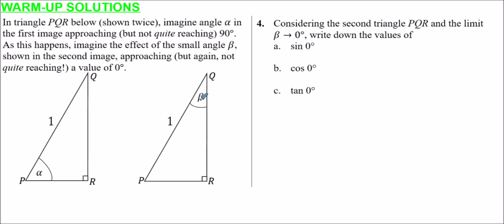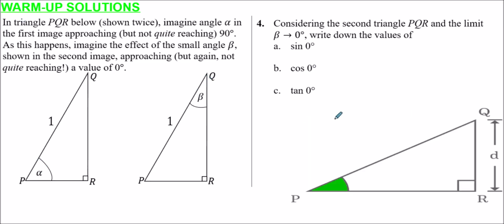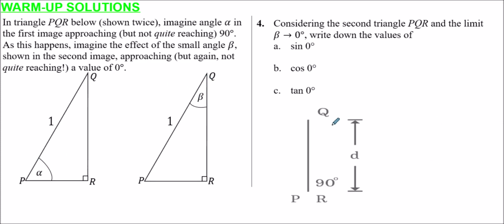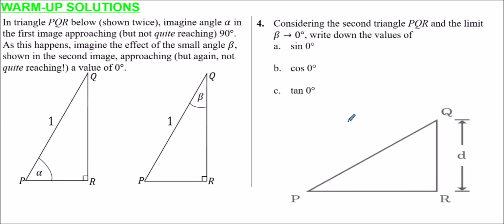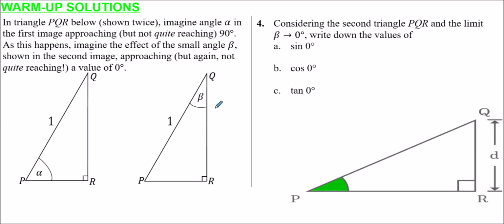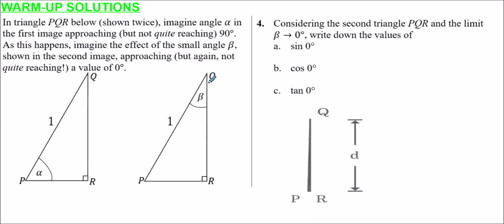Now let's think about beta, this angle here. And so as beta gets smaller towards 0, we can think about sin, cos and tan. So again, we can use this image, but instead of focusing on alpha, we can focus on the top angle at Q. So again, here's the image once more. As angle Q gets smaller, we can see the effect on QR relative to PQ. So as beta gets smaller towards 0, QR becomes QP.